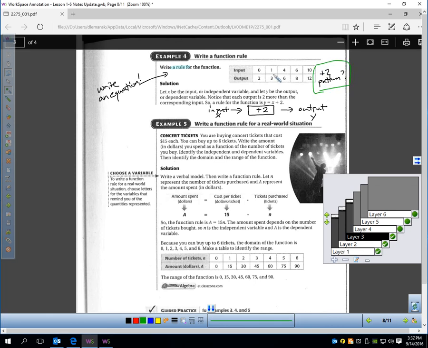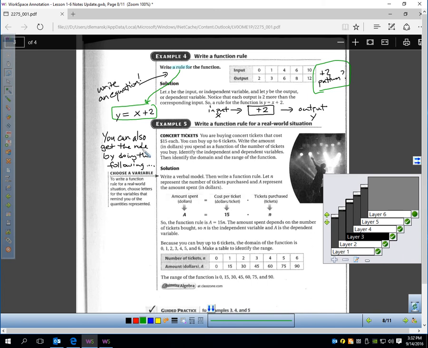We keep on taking the input. I drew a little picture here. We're taking the input, which is x. We're adding 2 each time, and that's producing an output. So the rule, I wrote it here, the rule would be that the output equals the input +2, or y equals x plus 2.